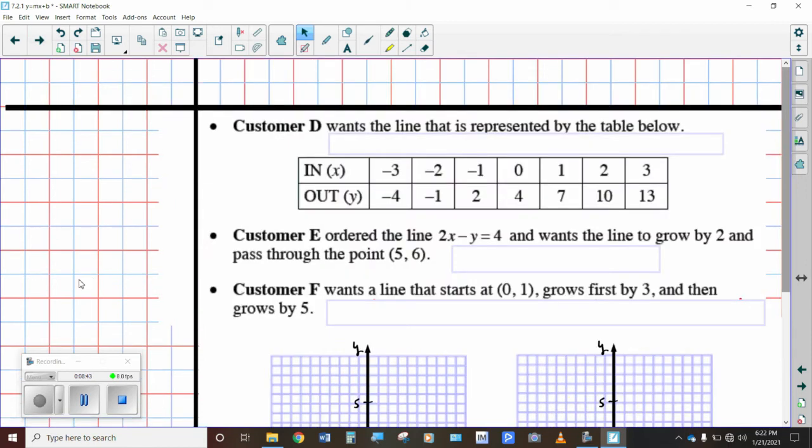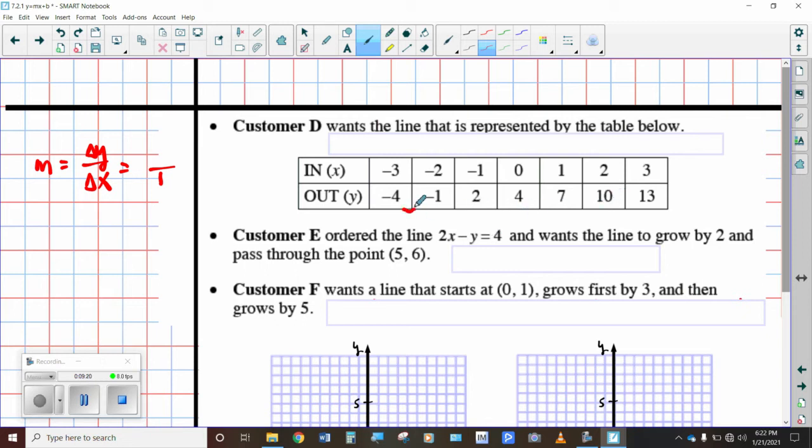It's kind of interesting. All right, now let's figure out D. Customer D wants the line that is represented by the table below. You have to figure out what that rule should be. So this one's a little bit different from some of the others. Maybe I'll work this one out for you. One thing that I'm noticing is that the values for x are increasing by 1 every single time. And remember, the slope of the line is always equal to the change in y over the change in x. So if every single one of these increases by 1, we need to have every one of these increase by the same amount as well.